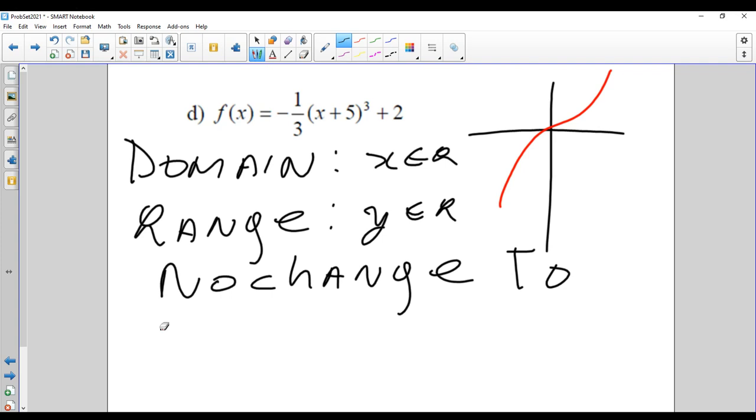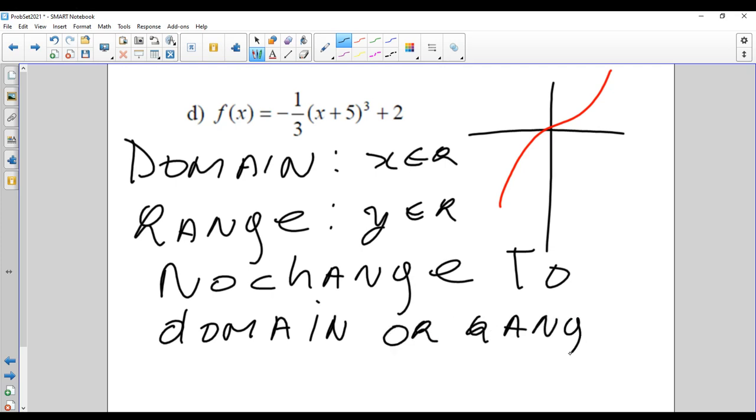To the domain or the range. So we can just bat this one out to the park and move on. I see a hand going up.